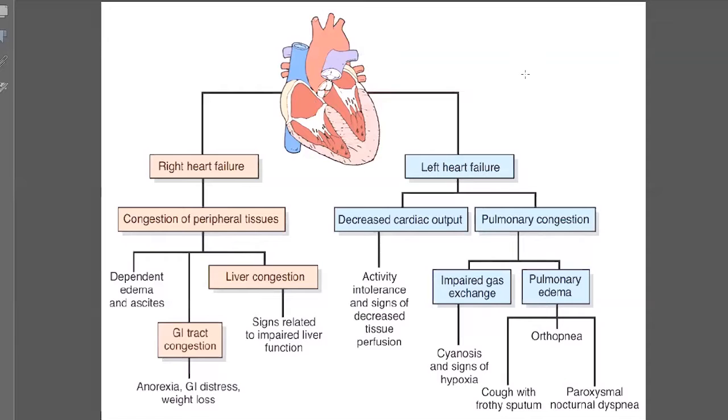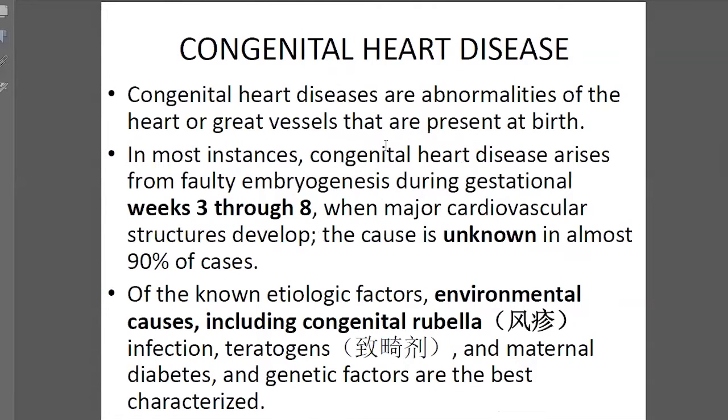So then we go to the next one. Next one we say is congenital heart disease. Congenital heart disease means the patient has some heart issue just after birth. Then we find it. So these have a lot of different types.